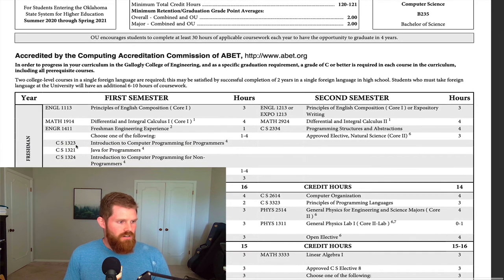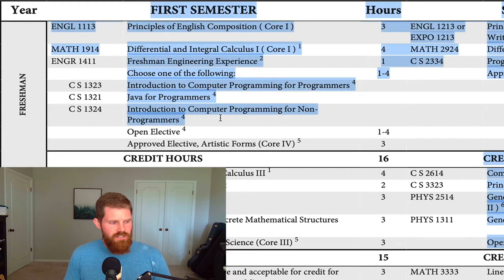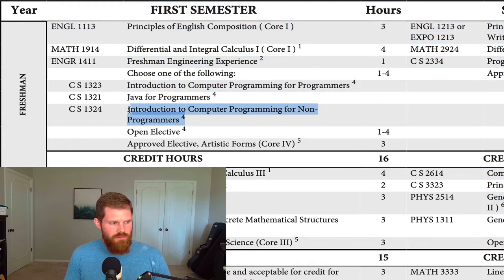So starting right here in the freshman year, we've got this Introduction to Computer Programming for Programmers, Java for Programmers, and Introduction to Computer Programming for Non-Programmers. I think when I took this, there was only one option, and it looks like there's three different courses you could take here. I don't think you're supposed to take all three of these at once, but this is basically your first introduction to programming.